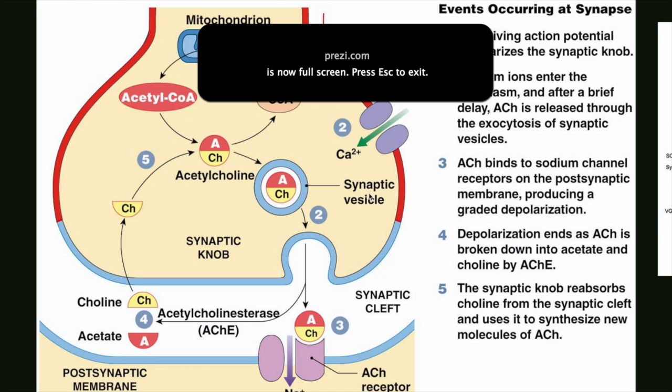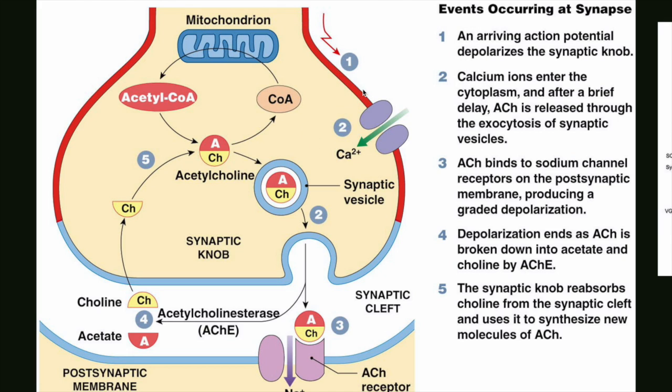So here's another view. Action potential depolarizes the synaptic knob, opens voltage-gated calcium channels. Calcium binds to the synaptic vesicles, allows them to fuse with the plasma membrane. They release their contents, which then is going to bind to receptors on the postsynaptic membrane. That's going to cause a gradient potential and possibly an action potential on the postsynaptic cell.